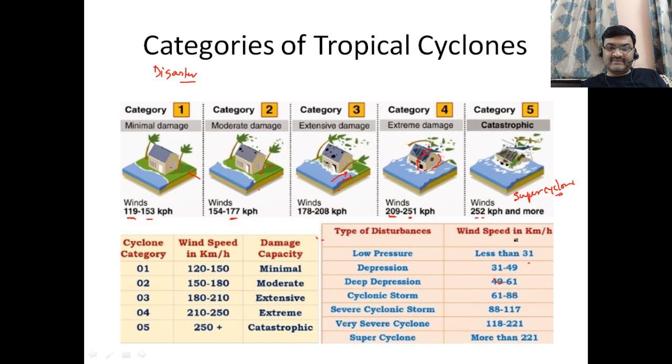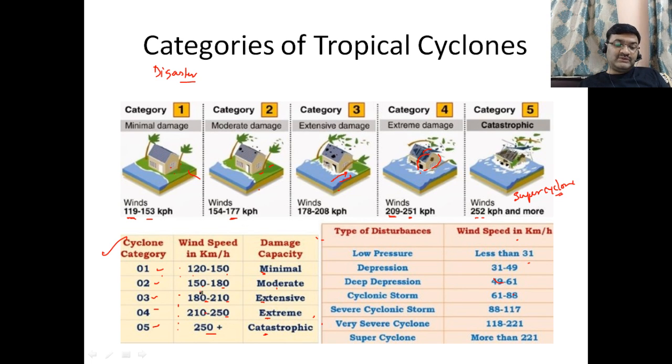This is extreme, and see here in this table first you can see the cyclone category 1, 2, 3, 4, 5. इसमें क्या हो रहा है, the wind speed is increasing as you move from 1 to 5. So category 1, 120 to 150, has minimum impact. Category 2, 150 to 180, moderate cyclone. 180 to 210 it is extensive. 210 to 250 is extreme. 250 plus is considered catastrophic.